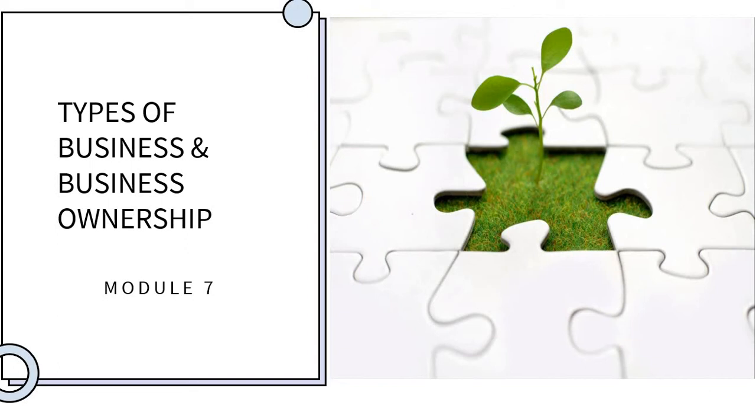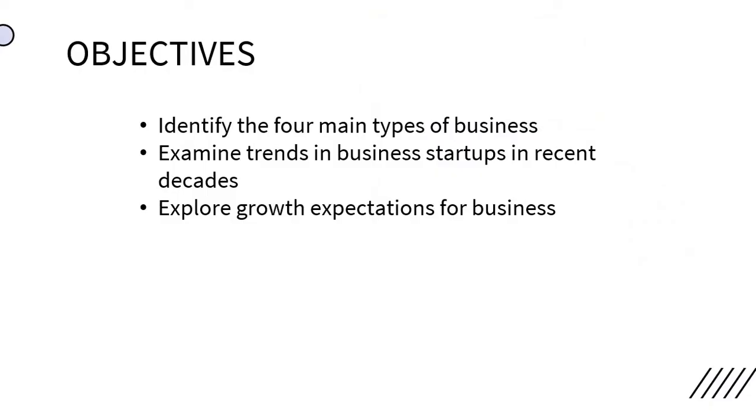So module 7 deals with the types of businesses and types of business ownership. First, we will be dealing with the types of business. The objective in learning the types of business is for us to identify the four main types of business, examine the trends in business startups in recent decades, and explore the growth expectation for businesses.